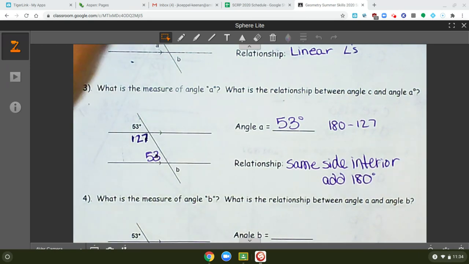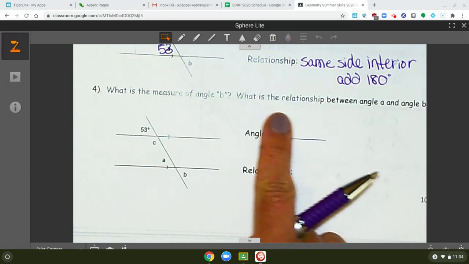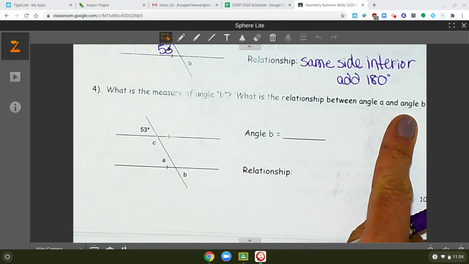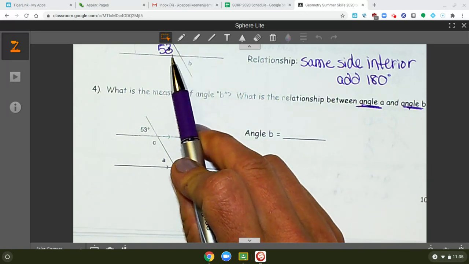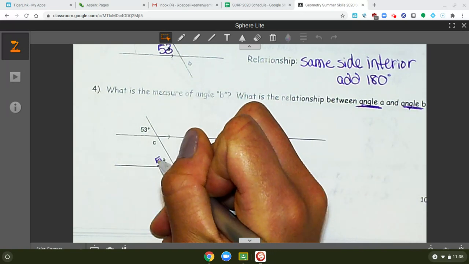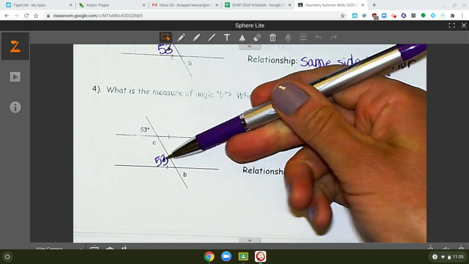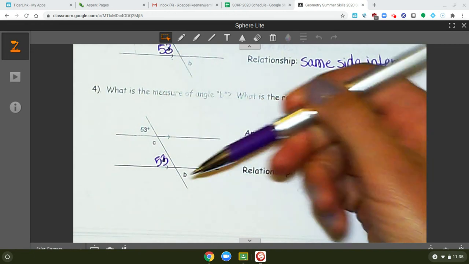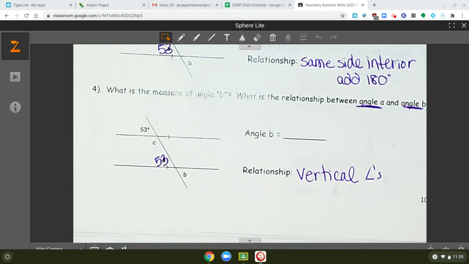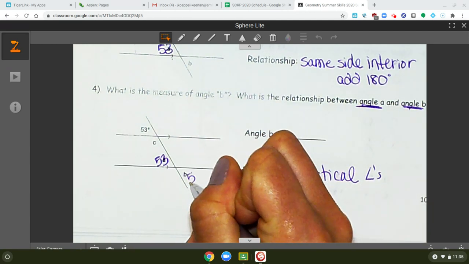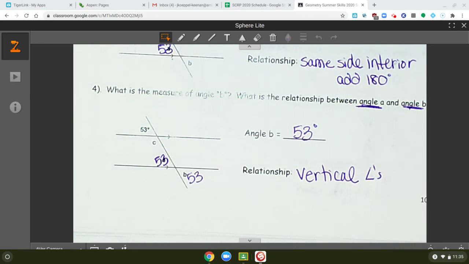All right, and then for our last question here, number four, what is the measure of angle B? And what is the relationship between angle A and angle B? So they want our relationship between A and B. So angle A we found up here is 53, so I'm going to put that in the picture. So then what's its relationship with angle B? Well, they're touching each other. They're not next to, but they're opposite each other. So that means these are going to be vertical angles. And what do we know about vertical angles? They are congruent, so they're going to be equal in measure. So 53 degrees is going to be angle B.